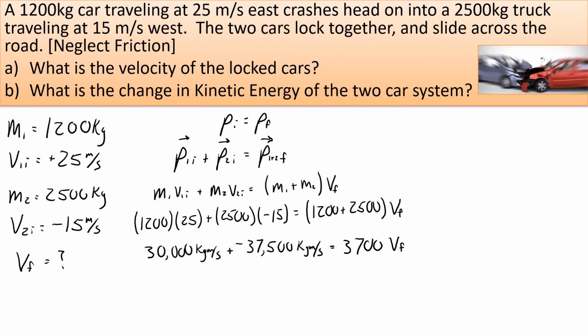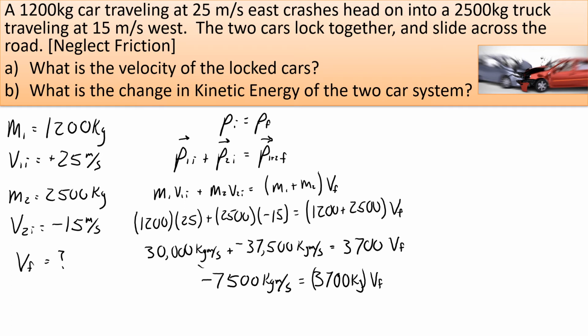All right, so we added the masses together. When you add these two momentums together, the vector sum of the initial momentums is negative 7,500 kilogram meters per second. That is the total momentum for the two-car system. And we take the mass, 3,700 kilograms, times the velocity. See how that works out?